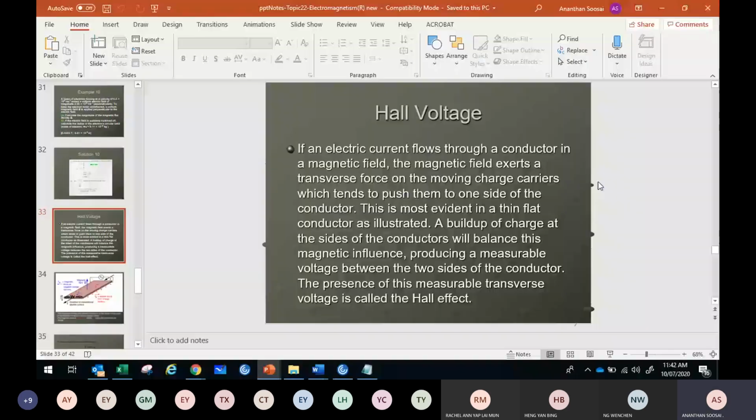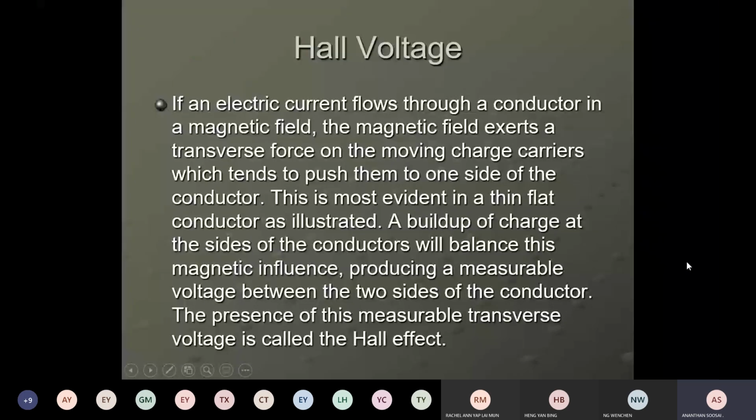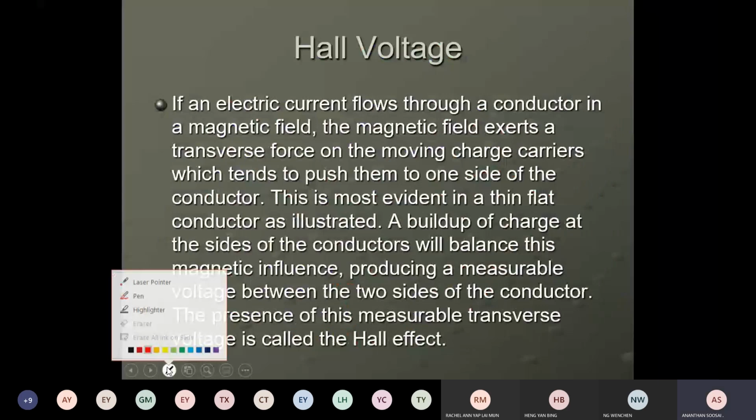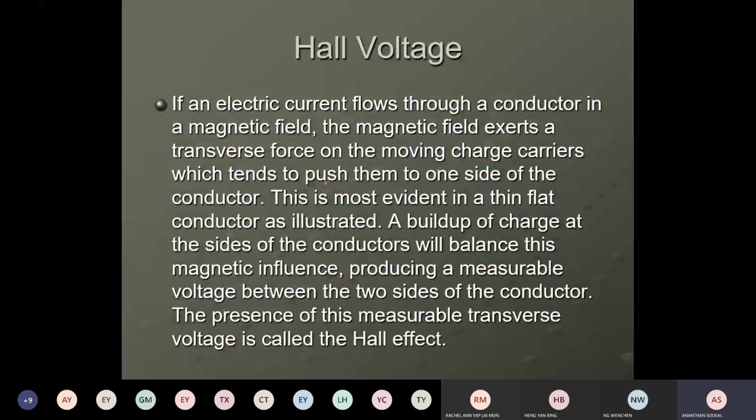Let's try to understand the wording. If an electric current flows through a conductor in a magnetic field, the magnetic field exerts a transverse force on the moving charge carriers, which tends to push them to one side. The electron will be pushed to one side, side A of the conductor.